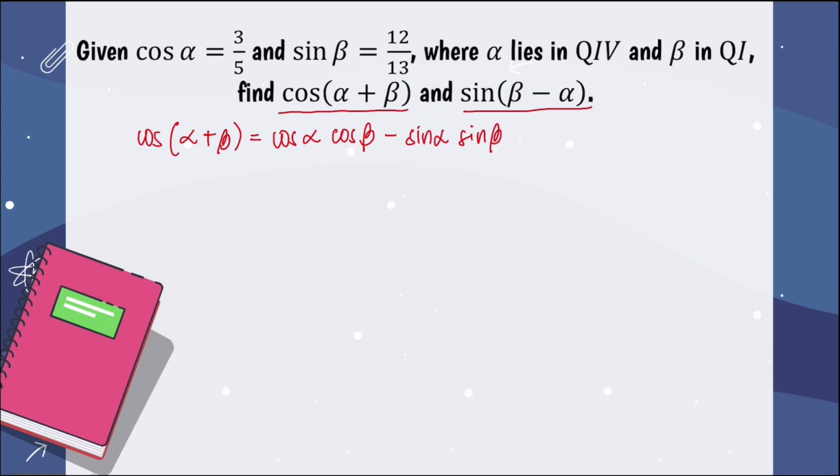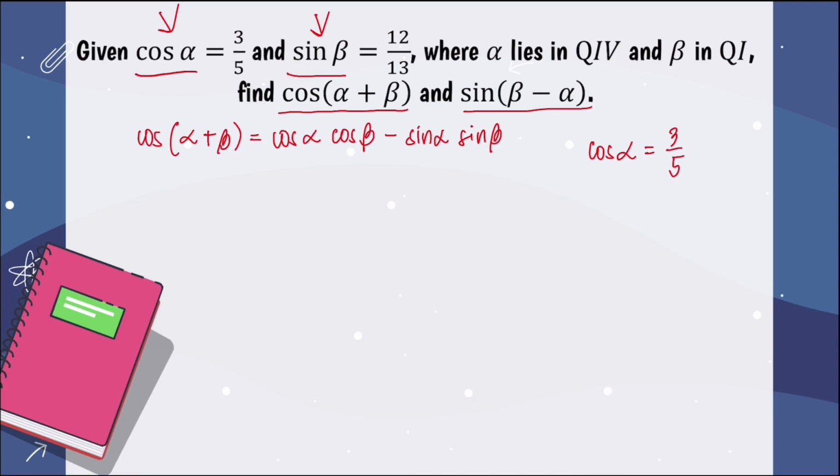Now, looking at the given formula, what we need is also the cosine of beta and also the sine of alpha. But what we have here is just the cosine of alpha and sine beta. So what we will do is we will try to solve for the missing functions using the one that we have. So let's start with cosine of alpha. So let's write here, cosine of alpha is 3 over 5.